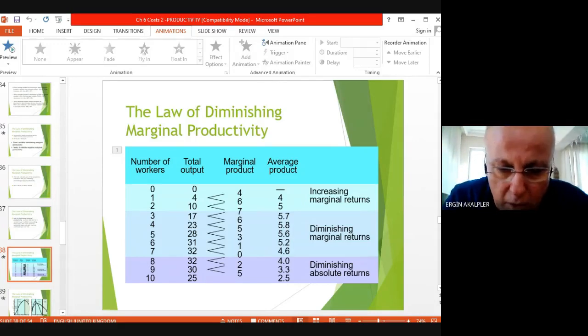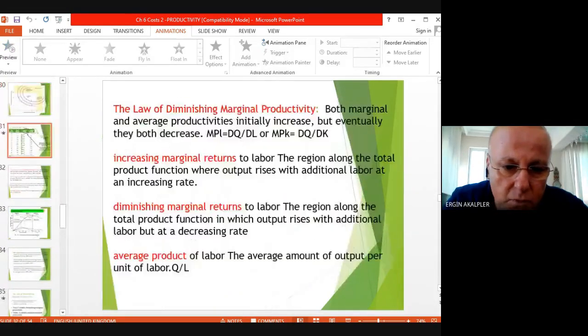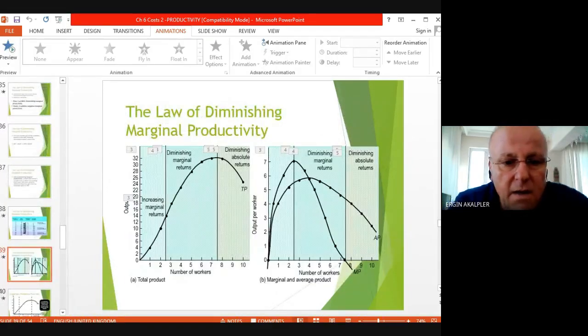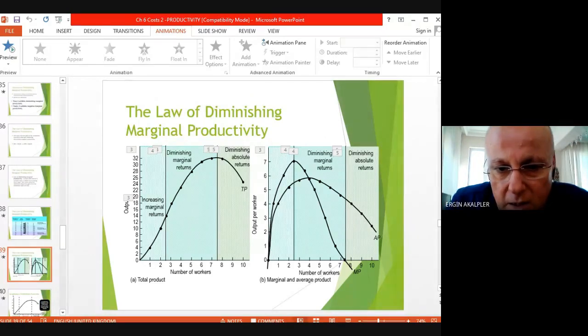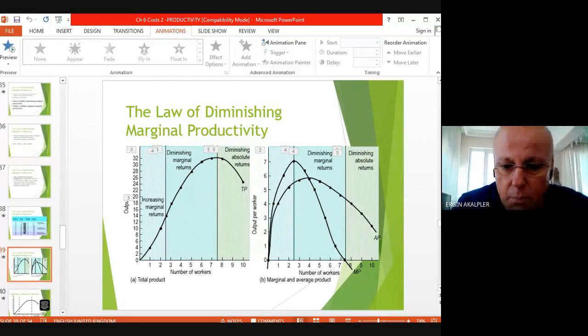This 2 and 5 in the marginal product should be negative, which we had done here before. As you see, it was negative. Then again here, the increasing marginal returns are illustrated, and diminishing marginal returns are illustrated, where it intersects the average product, and diminishing absolute returns where the marginal productivity is at 0.